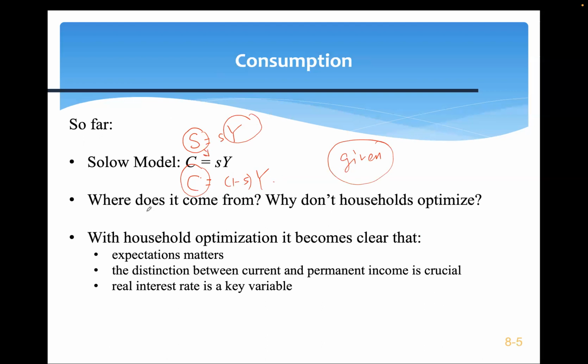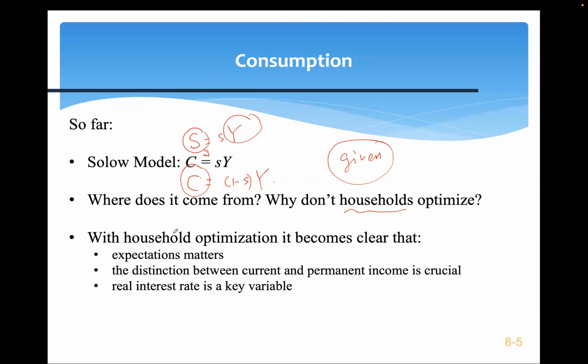But the question is, where does it come from? Why don't households optimize? Meaning, why don't households choose what is best for them? In this chapter, we're going to answer these questions. If you allow the consumer, or the household, to optimize, to choose the best for them, what will they do?